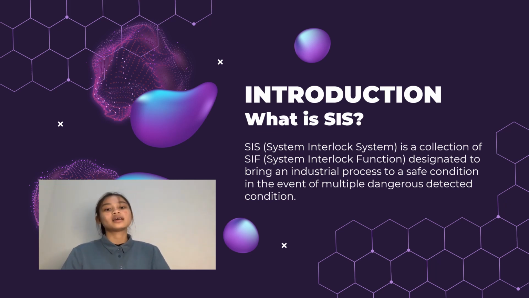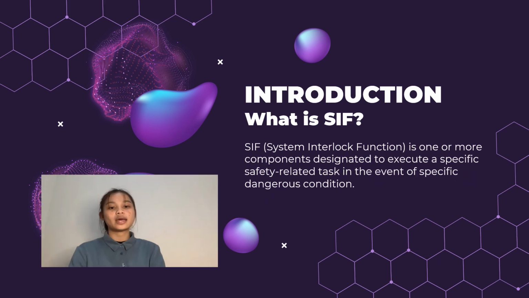A collection of SIF designed to bring an industrial process to a safe condition in the event of multiple dangerous detected conditions. What is SIF? System interlock function is one or more components designed to execute a specific safety-related task in the event of a specific dangerous condition.